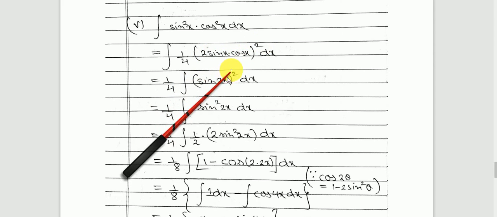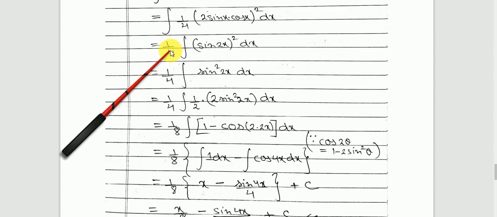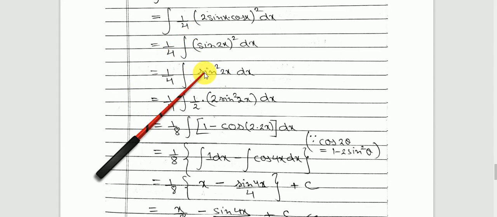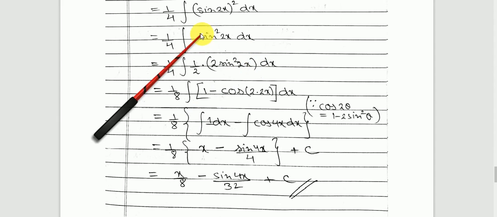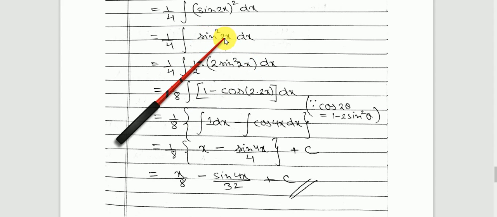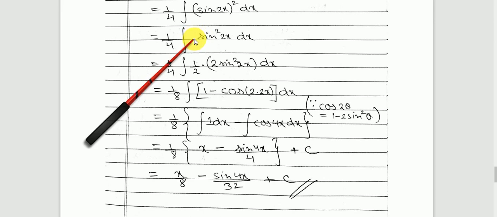Okay, and the square is there, and this 1 by 4 is a constant, so it comes out. So, integration of sine square 2x dx. Still we don't have any direct formula for this sine square 2x.